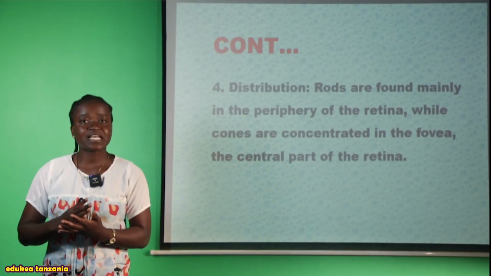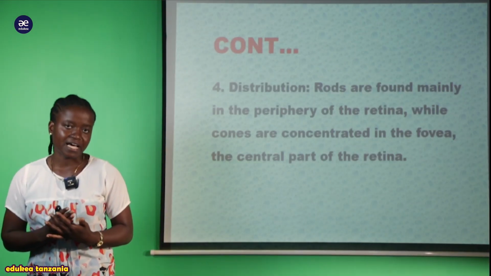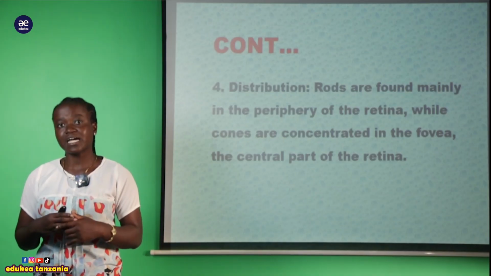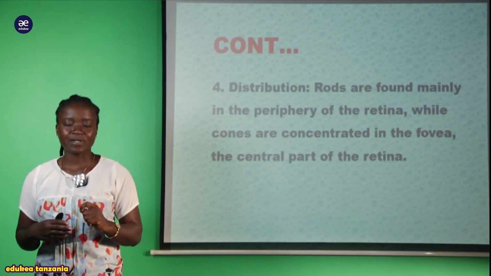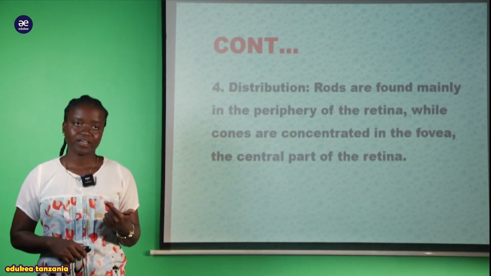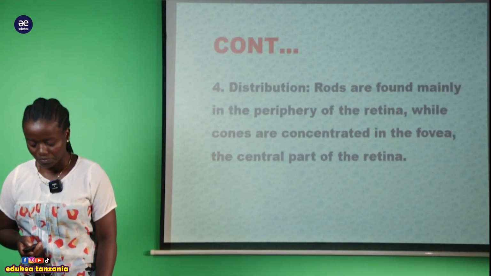That is, the rods, as I have said, they are found on the periphery of the retina, but the cones, they are concentrated at the center of the retina, yani pale katikati kwa retina. The center part of the retina is where we have the structure which is called the fovea. So there is a high concentration of the cones.